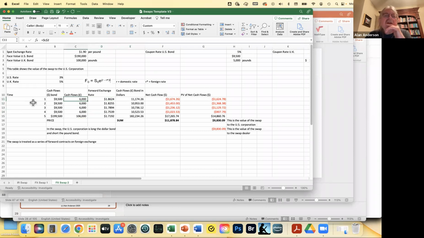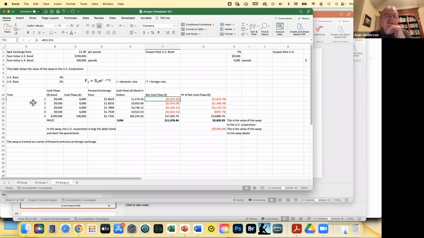Okay, in other words, this 6,000 pounds occurs in 1 year. So we're going to use the 1 year forward exchange rate to determine how many dollars that will be worth. Same thing here, number 2. Number 3, they're all based on the forward exchange rate. We're going to convert this many pounds into this many dollars. And so these are the cash flows that we would expect the bond to have, not denominated in pounds, but in dollars.